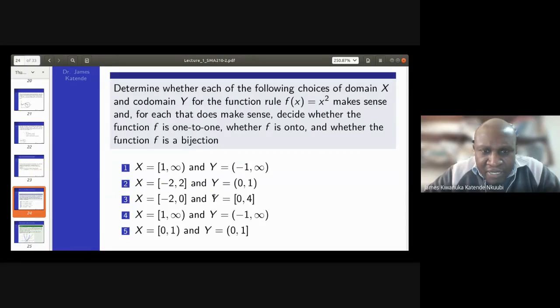Okay, how about number 3? Anyone with the solution for number 3? A good idea is to try to sketch the graph in the interval -2, 0 and see what happens.